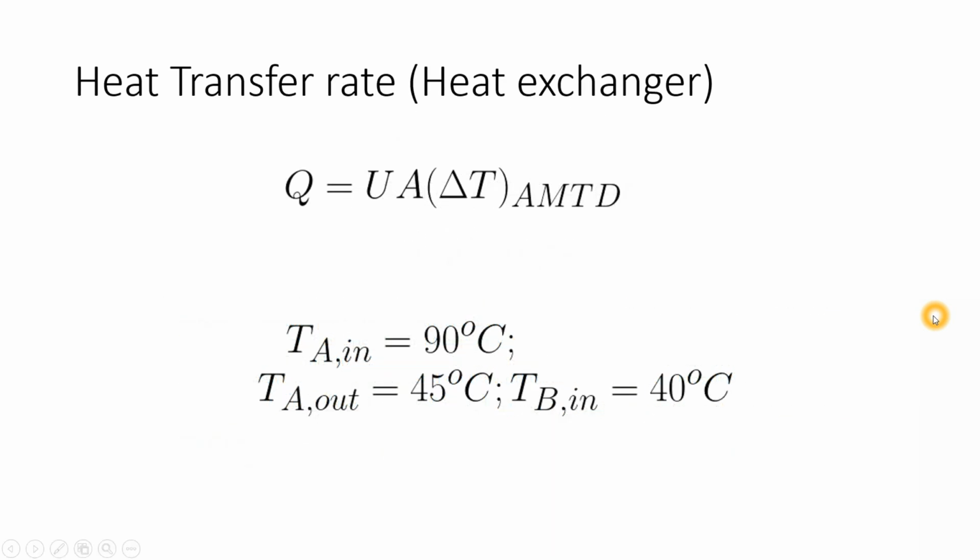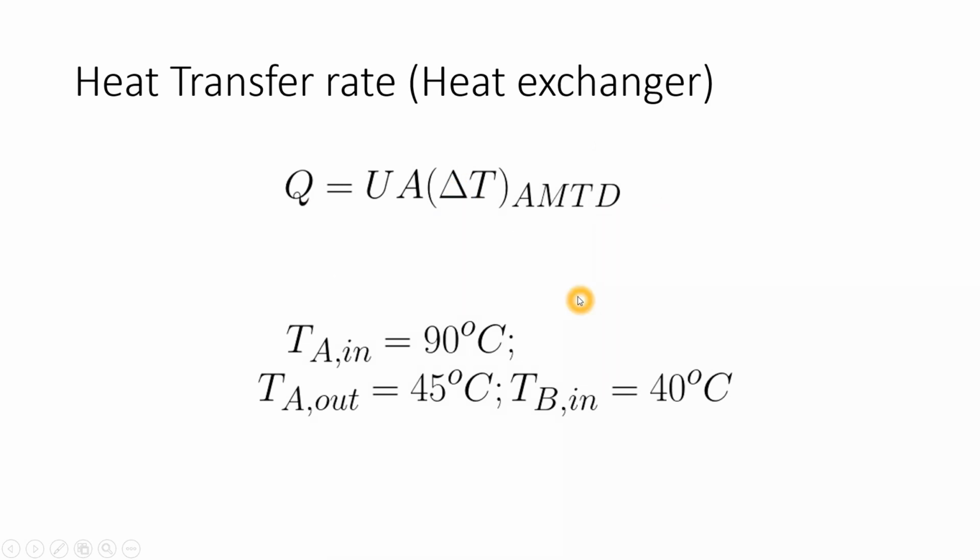You can see here the heat transfer rate from the heat exchanger, we know very well, is given as Q is equal to UA delta T AMTD. They have given the arithmetic mean temperature difference. Generally we take it as LMTD, but they have given AMTD, so we will use AMTD. Q is equal to UA delta T AMTD.